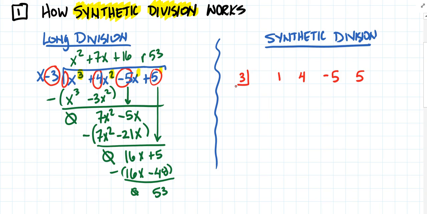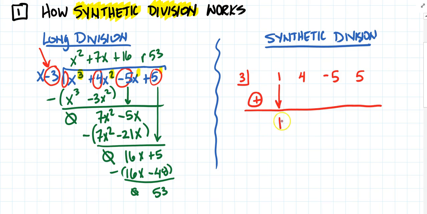So here's the setup. I take the coefficients. I have 1, 4, negative 5, and 5. I take the opposite of the form of my x minus c, which is going to be in this case 3. And now I'm going to skip a line and draw a line, and I'm going to put a plus sign here. This is going to be very, very strange, but you're going to hopefully notice something. So I'm going to bring the 1 down. Okay, so there's my 1.